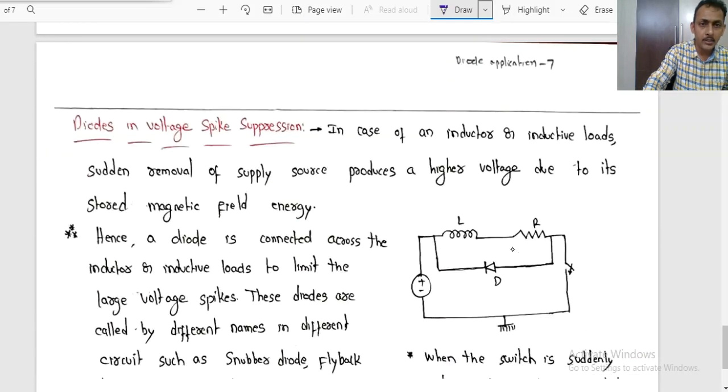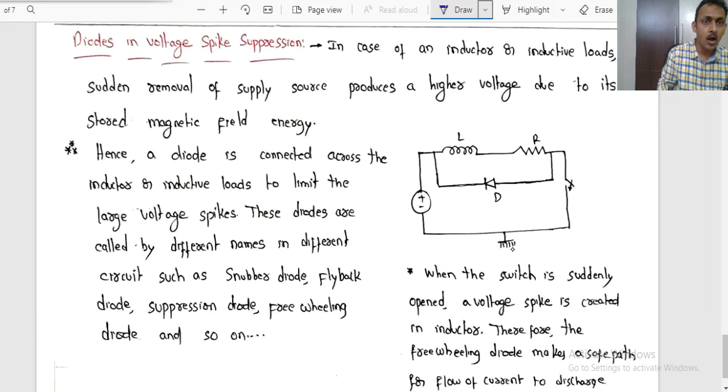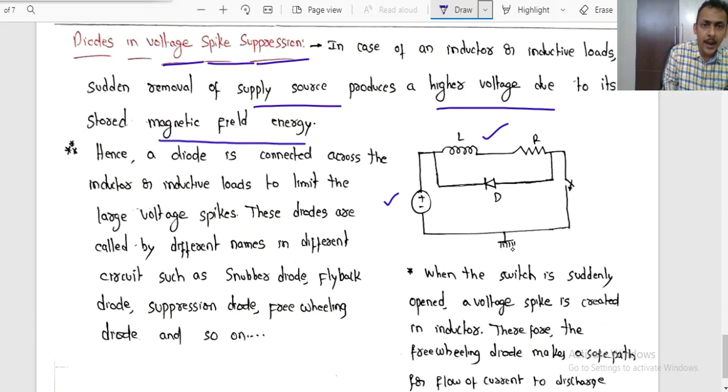And the last application is the diode used in voltage spike suppression. Here, when a source is connected to a load, and the loads are highly inductive in nature, if there is any sudden removal of the supply source, it is going to produce higher voltages due to the stored magnetic field energy. Especially with energy storing elements, especially inductors, we come across this problem.